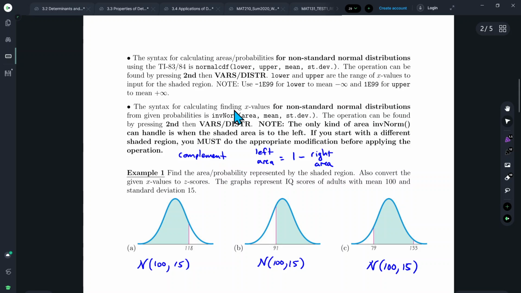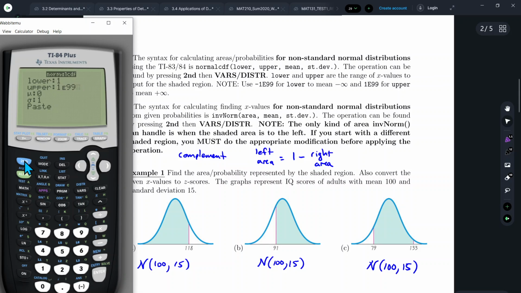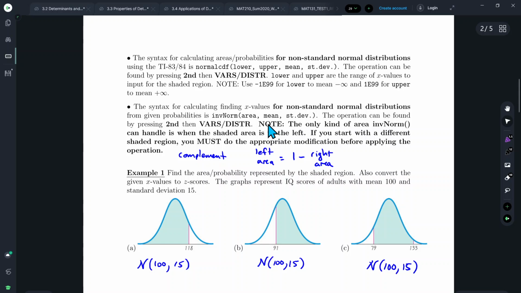If we want to calculate x values, the command is the invNorm command. Again, it's in the distribution menu, and the third option is invNorm. Depending on your calculator, it might show a screen like this, or you might have to enter the command like this with the three parameters separated by commas. One thing to be careful about with the invNorm command is that it only calculates when the shaded area is to the left.